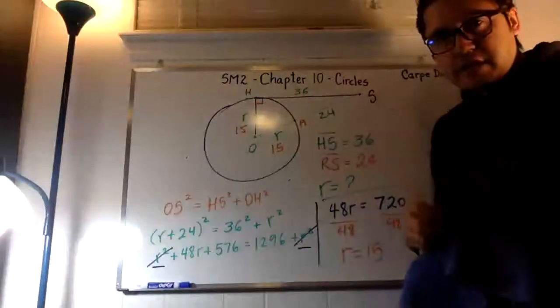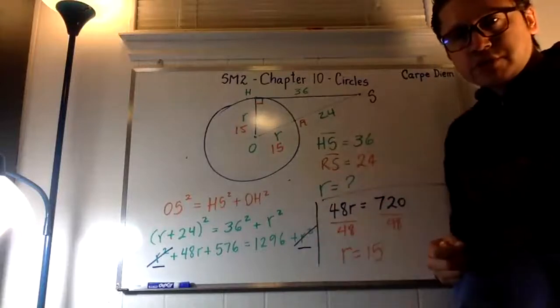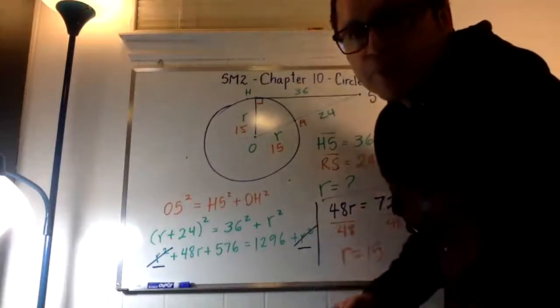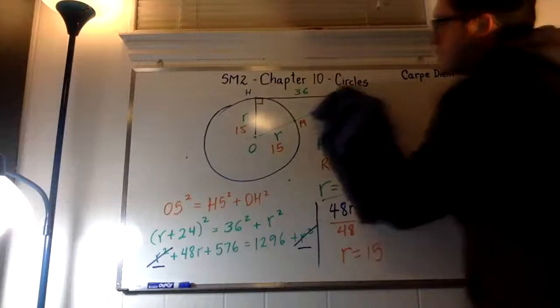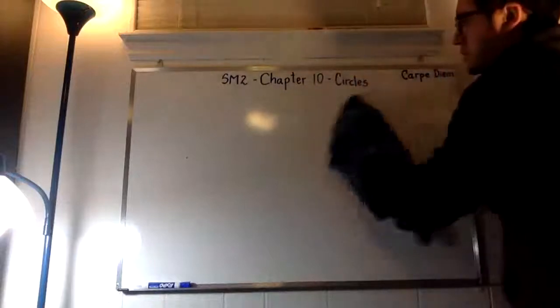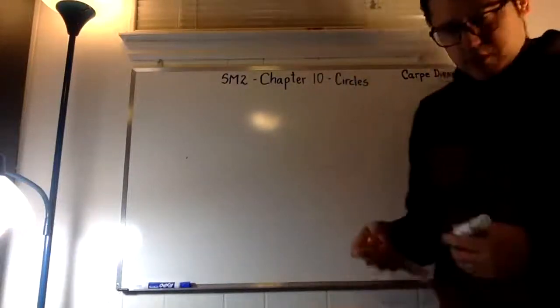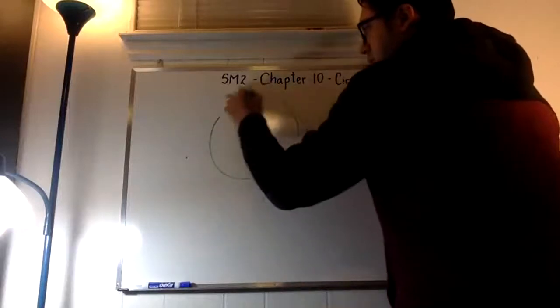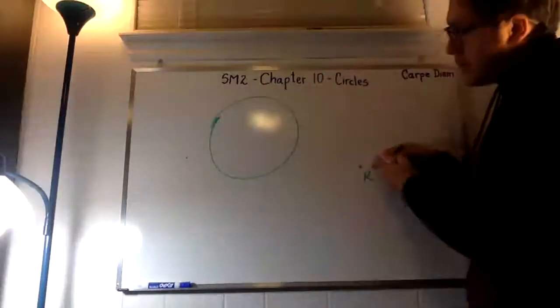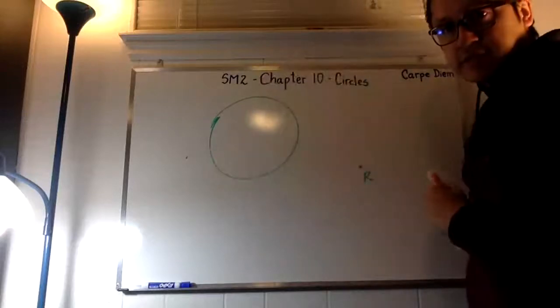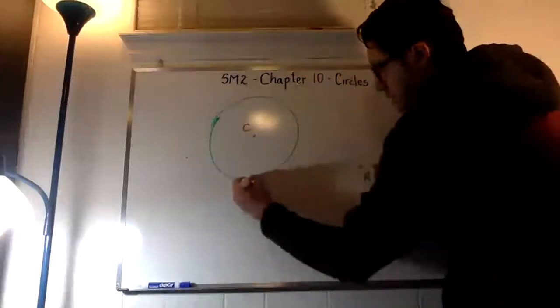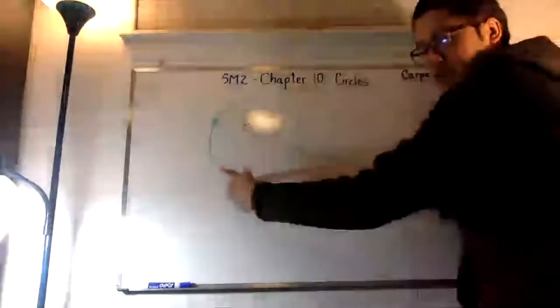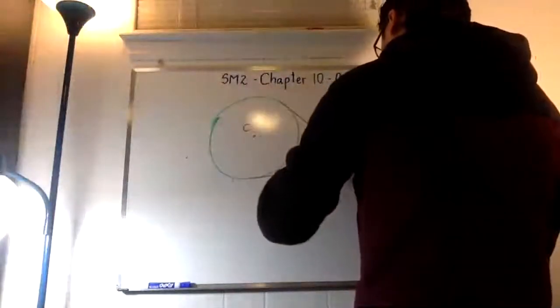I'm going to solve a second exercise from section 10.1, and then I'm going to jump to section 10.2. Let me erase this. Now we have another circle, and there is an exterior point. I can draw two tangent lines that go to this circle C. This is a tangent, and we have another tangent here.